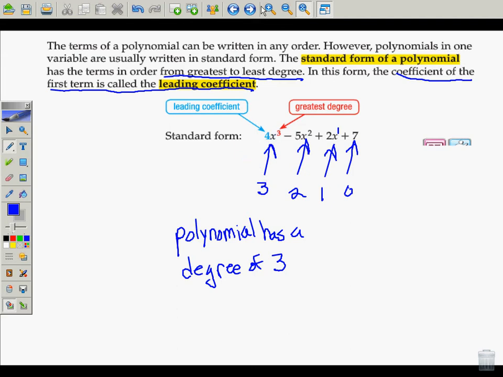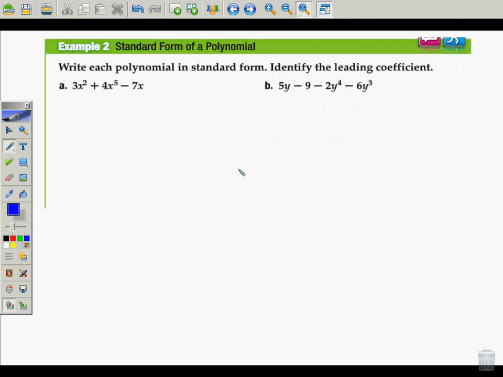So what we're going to do in the second example is actually put some polynomials in standard form and then identify the leading coefficient. To put them in standard form, we first have to figure out the degree of each of the terms and then put them in order of degree. This first term has a degree of 2. Second term has a degree of 5. Third term has a degree of 1. So we're going to put them in order of degree.